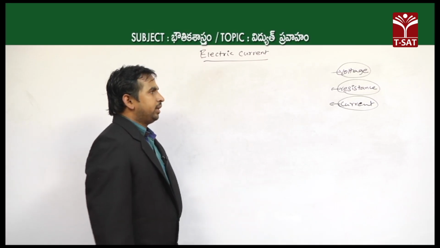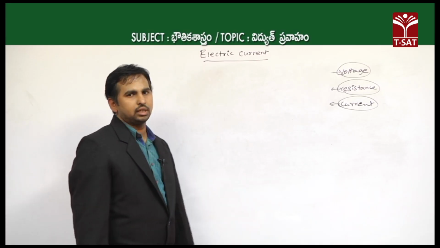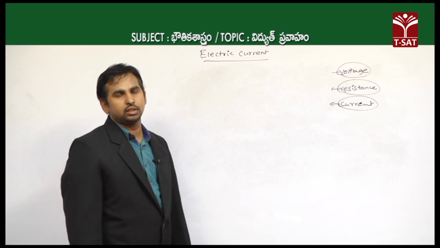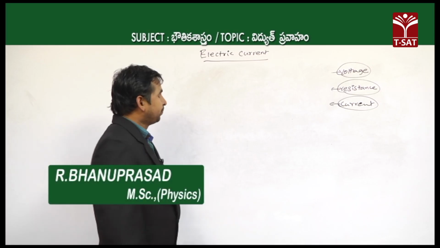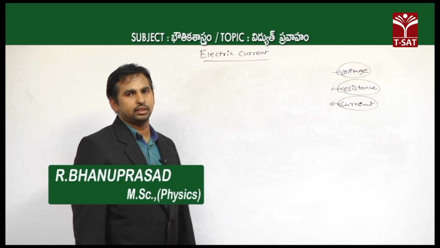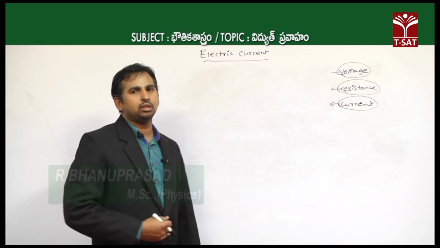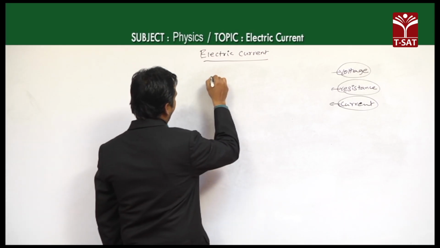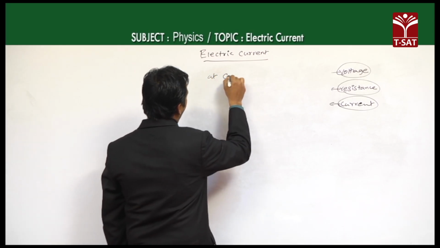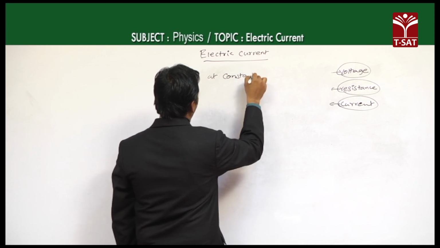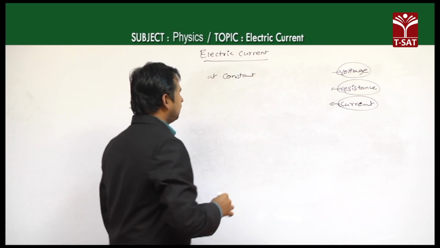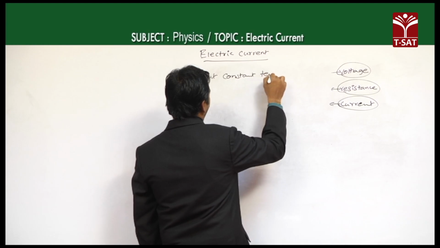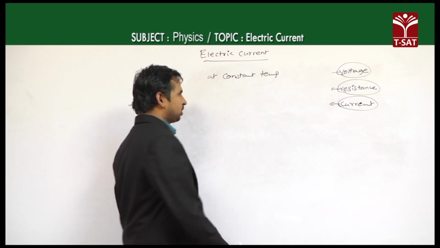Now, we will see the relation between voltage, resistance and current, which is Ohm's law. They ask questions on this next. But remember, when you are applying Ohm's law, the main important thing to remember is constant temperature. This Ohm's law is valid only when the temperature is constant, that is, at constant temperature.